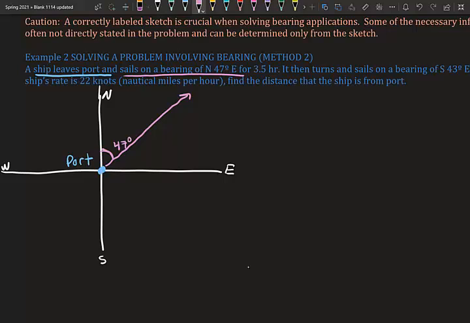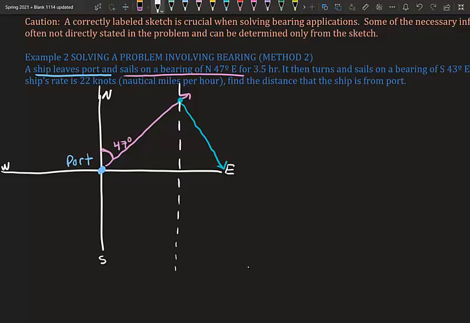It turns and sails on a bearing of south 43 degrees east. So it turns. So we're here, right? We're here. And then out of nowhere, we start to turn southeast. So southeast is down into the east. So this way. At 43 degrees. So we turned. That means we have another bearing because we turned.